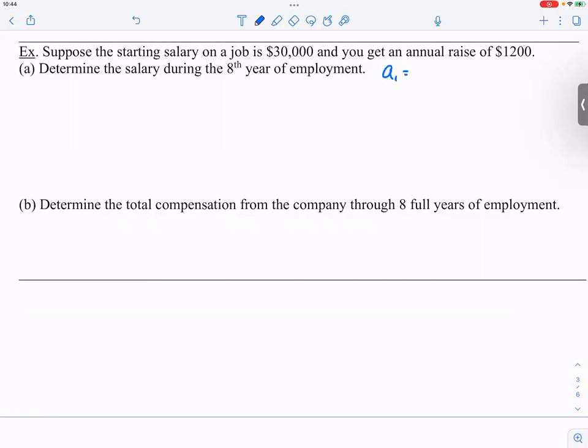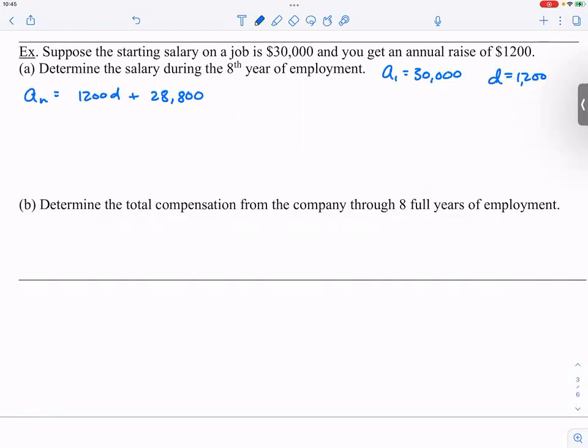So a more systemic way is to think about this: A1 being 30,000, and D it's 1,200. And we say, oh, let's go ahead and get our nth term. What's the nth term? 1,200N plus how many? 28,800. Okay, because that's how you get 30K for your first year.